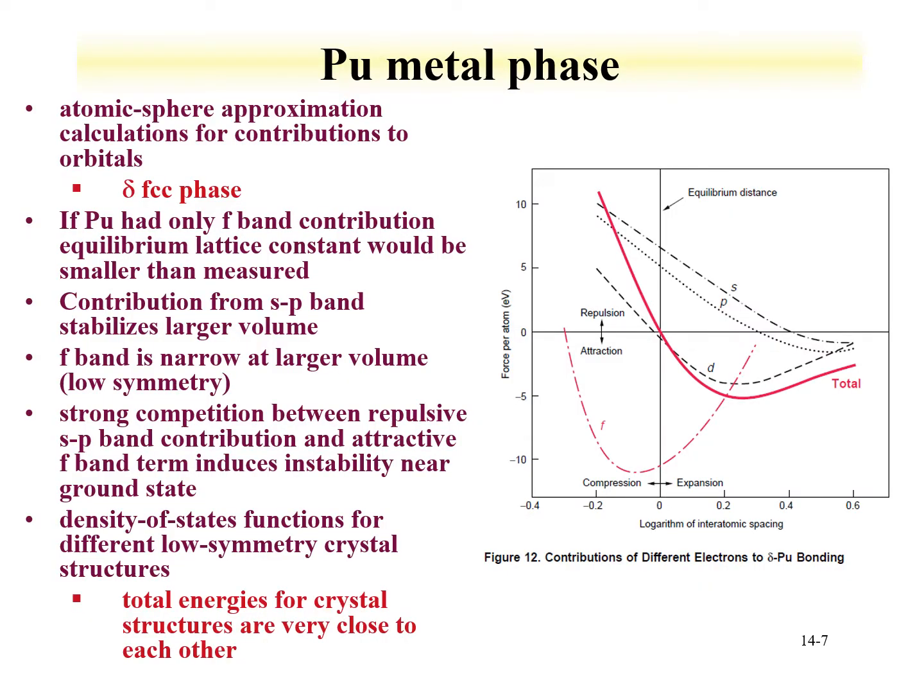An example of the mixing of different electron orbitals in the development of plutonium metal can be shown here with the delta plutonium, which has the FCC phase. The total contribution is shown in this solid red line. Now, if plutonium was only consistent with the f electron band, the lattice constant would be smaller than measured. It would be dominated by this. The contribution from the s and p bands, which are shown here, stabilizes larger volumes, and the f band is narrow at larger volumes. So if we see over here, we see that it gets narrower.